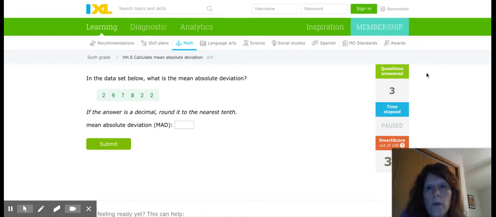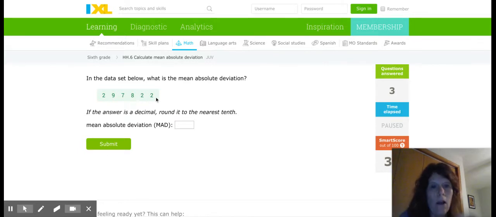Hi guys, we are going to practice some problems on finding the mean absolute deviation. So our first step, we have to remember to find the mean of our data set. So we have 2 plus 9 plus 7 plus 8 plus 2 and 2.